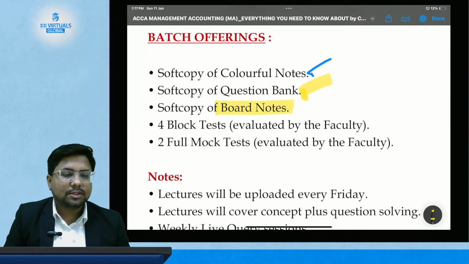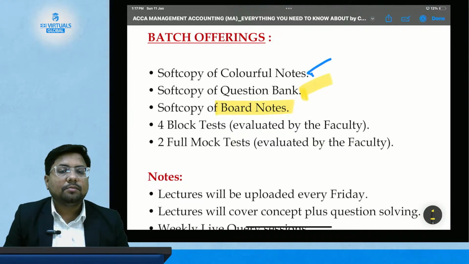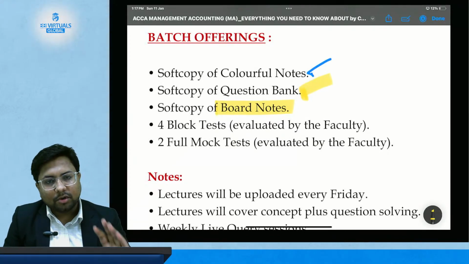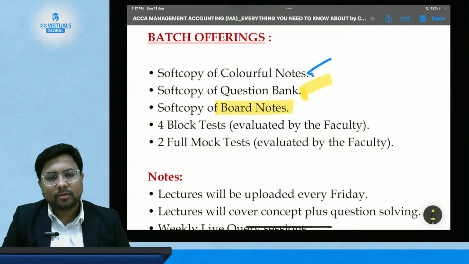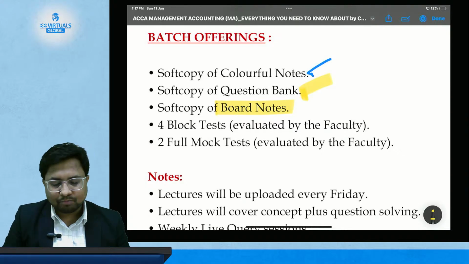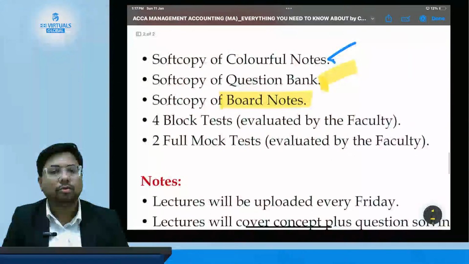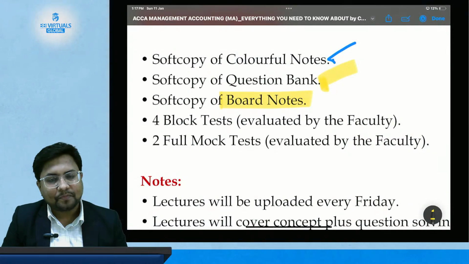Now, what is board notes? Whatever I solve and write in the class will also be provided to you at the same time so that you can refer to it later. You don't have to write in your notebook. You can refer to our board notes only and prepare for the examination. So you are going to be provided with the colorful notes, question bank and board notes.